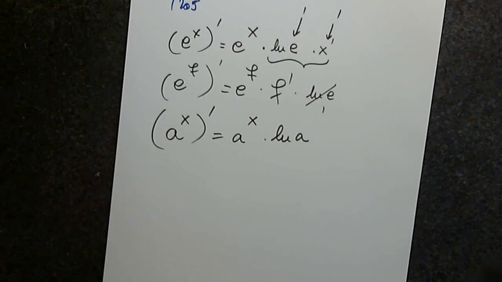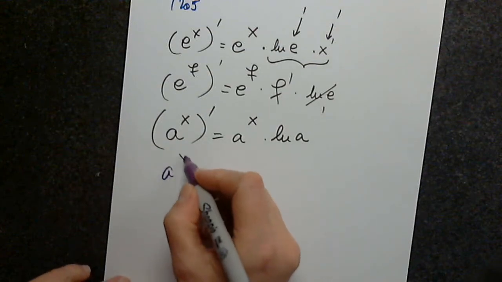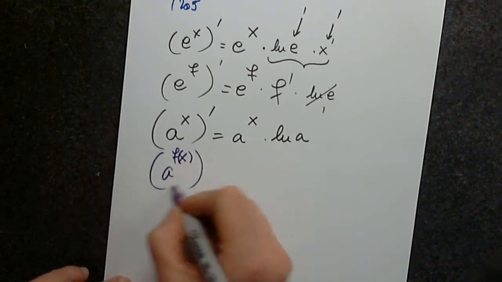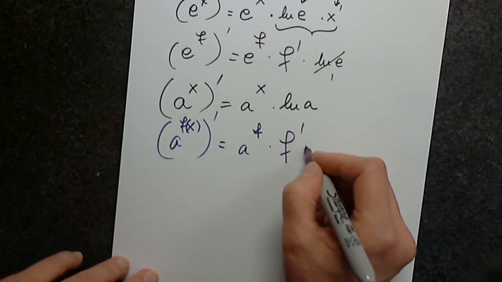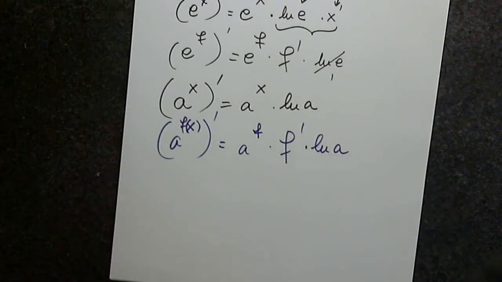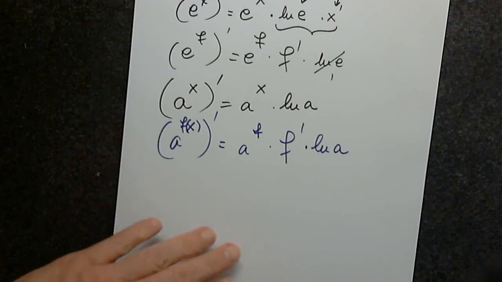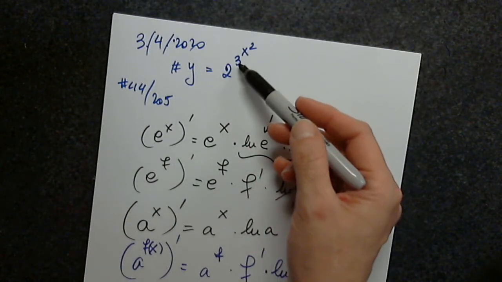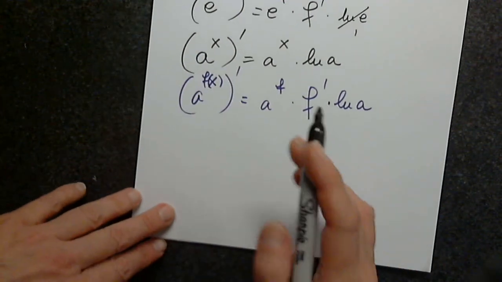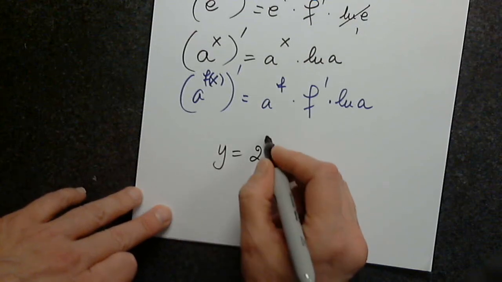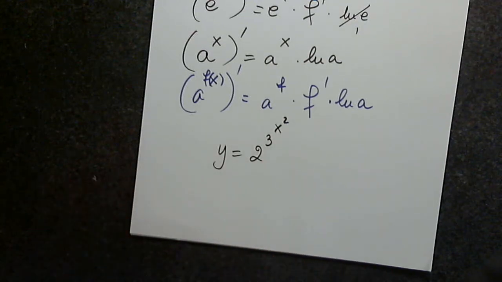The same thing when I have a function, a raised to a function of x. This will be a raised to the function, of course times the function prime, but still times natural log a, because natural log a is not 1. And now we are ready to look at that example, which is 2 raised to 3, the third power, which is raised to x squared. So y equals 2 raised to the third power, which is raised to x squared.